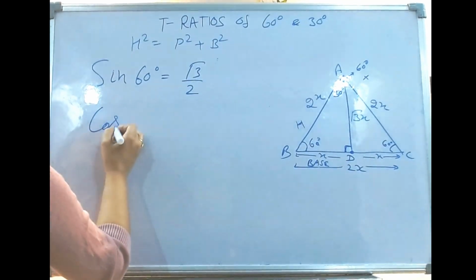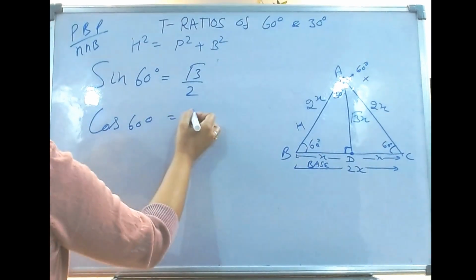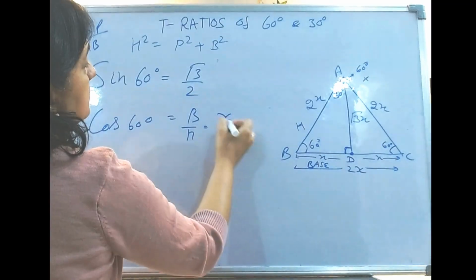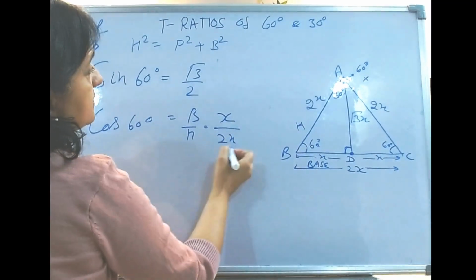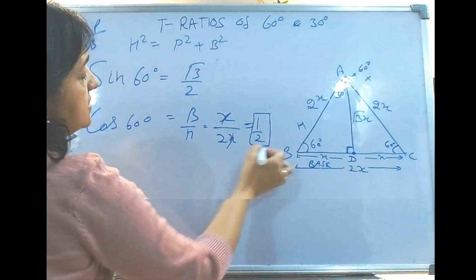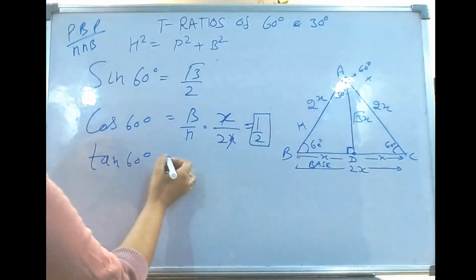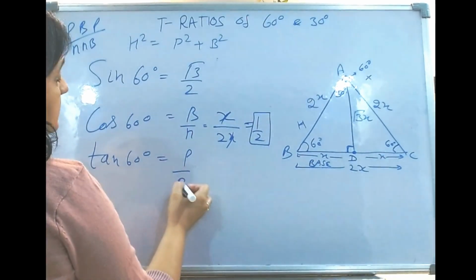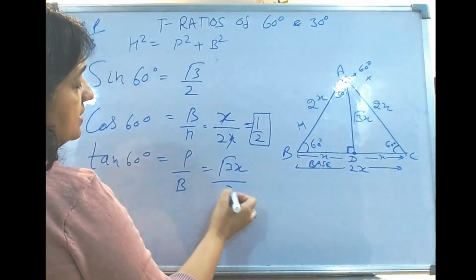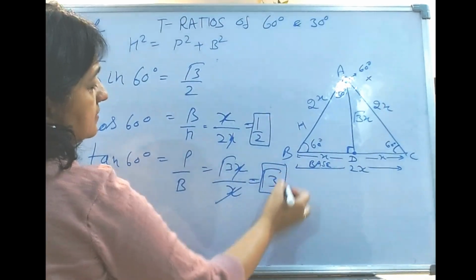Now cos 60 degrees, base by hypotenuse. Base is x, hypotenuse 2x. So this is 1 by 2. So cos 60 degrees is 1 by 2. Then tan 60 degrees, perpendicular by base, means root 3x by x. So this is root 3.